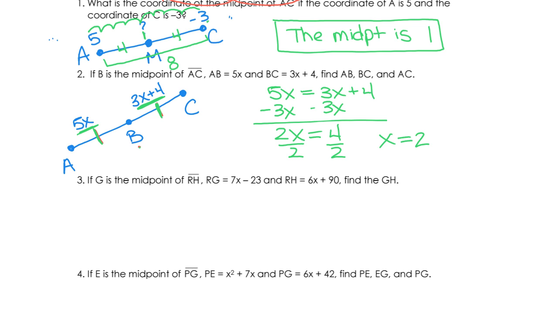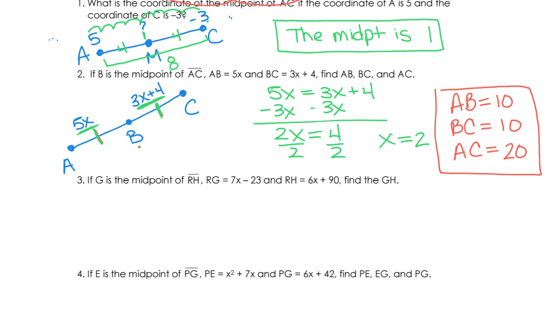Now that x is 2, we will go back and plug it in. 5 times 2, that makes AB equal to 10. Therefore, BC must also equal 10 since they're equal segments, or you could plug in and double check. And AC represents the whole, and so part, which is 10, plus part, which is 10, will give you the whole, which is 20. Next one up, number 3. Very similar, slightly different.